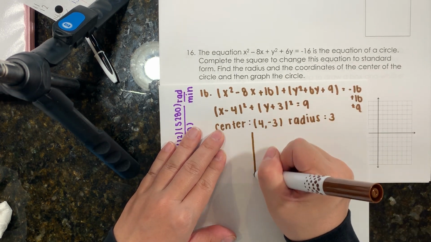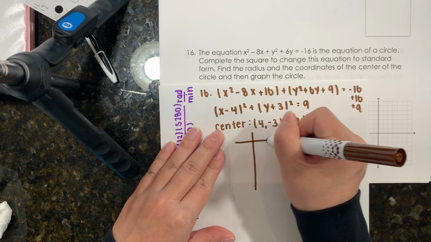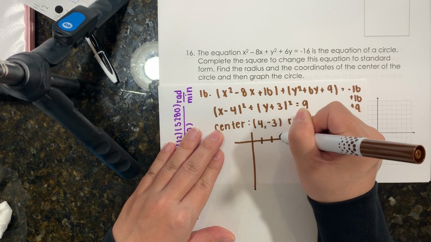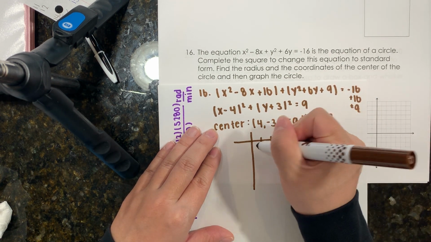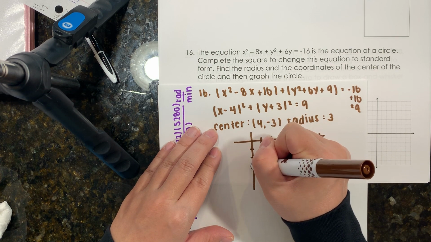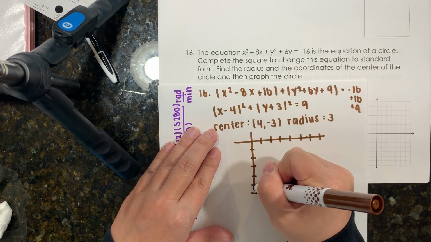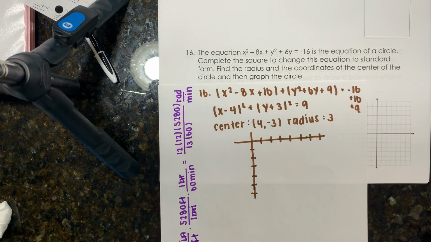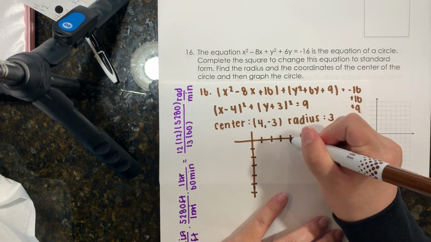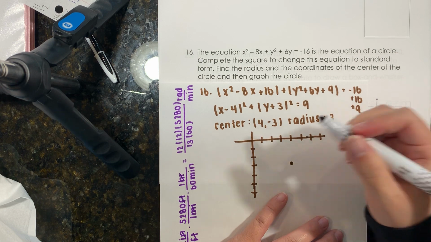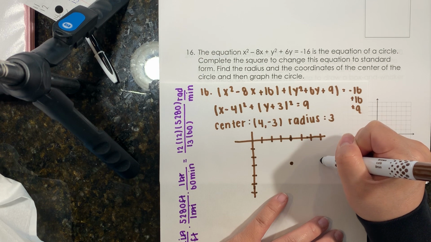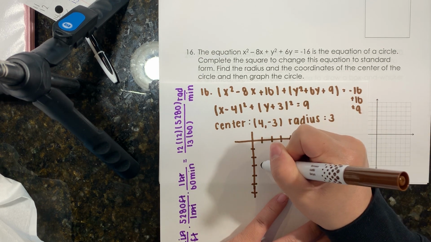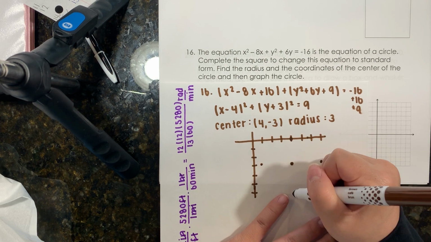So now I'm going to graph this. So 1, 2, 3, 4, so the coordinate for the center of the circle would be over 4, down 3, which would be right here. And in either direction, you're going to go 3 spaces. So up 3, to the right 3, to the left 1, 2, 3, and then down 1, 2, 3.